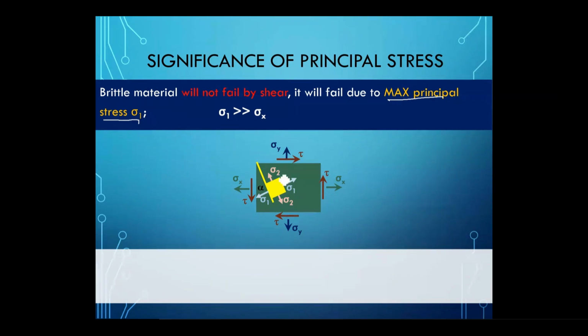Yes sir. So sigma 1, which is the stress acting normal to this surface, is the maximum stress that the material would bear in the normal direction. Clear? Yes sir. And this would be greater than sigma x.